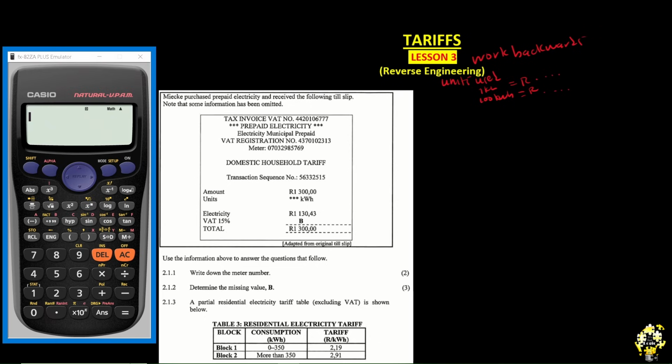But now things change. We are no longer given the units. Now we are given the price. And the question is, for this price, how many units are they eligible for? How many units have they used, or will they be able to use? We call this working backwards. It's called reverse engineering. So, done with the terminology.